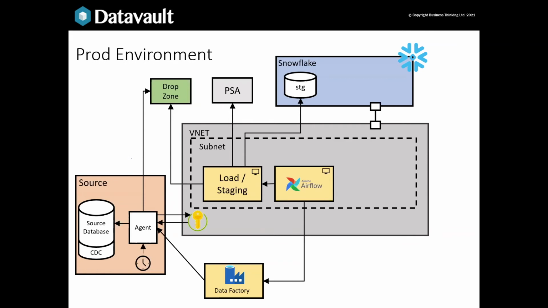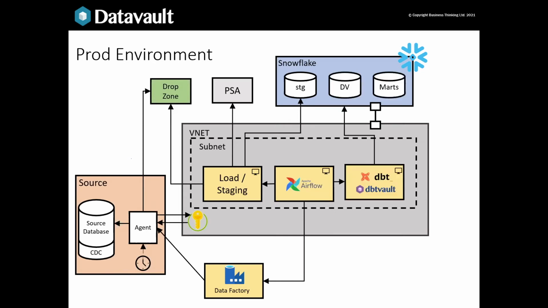And we would coordinate that activity with an Apache Airflow orchestration. Apache Airflow can also be used to trigger the data factory loads if necessary. And then we have dbt with dbtvault attached to it, and runs are triggered there by Airflow. And the purpose of that is to move data from the Snowflake stage into the data vault, apply the business rules, and then across into the Marts.